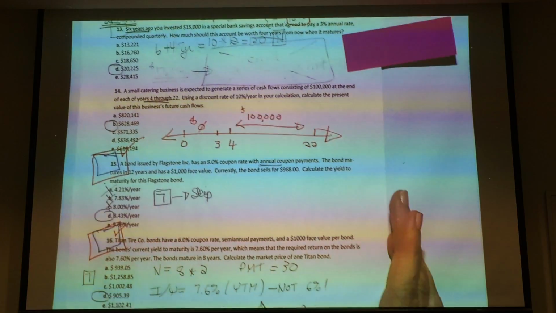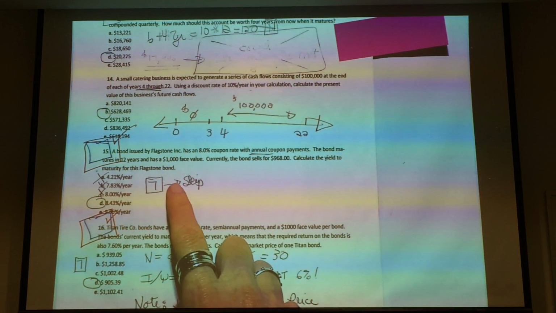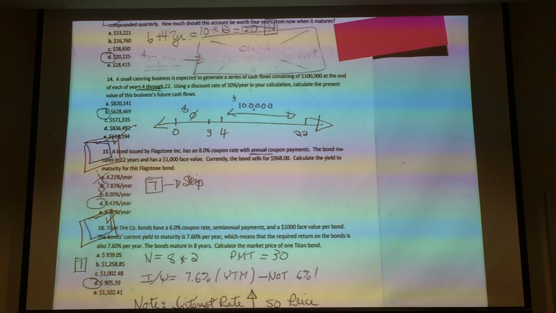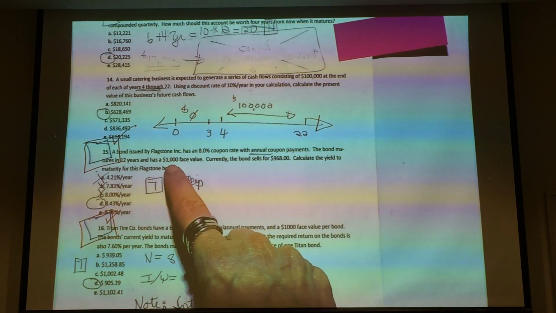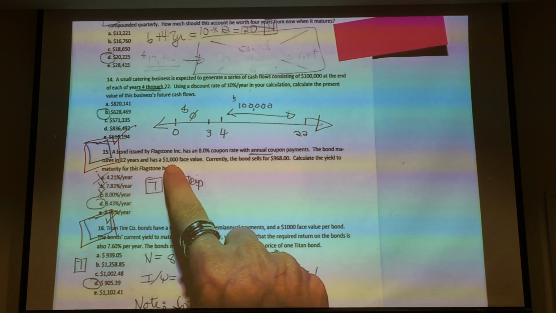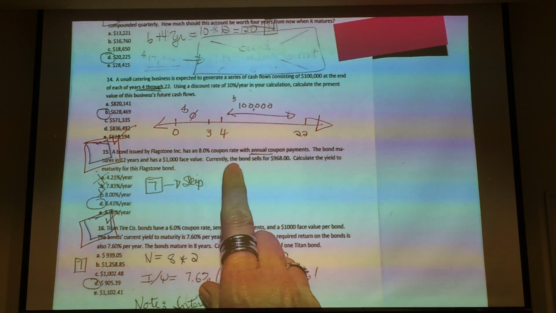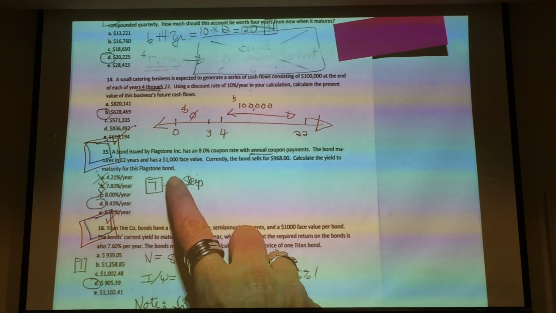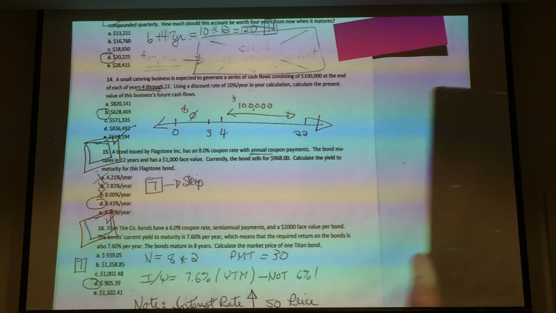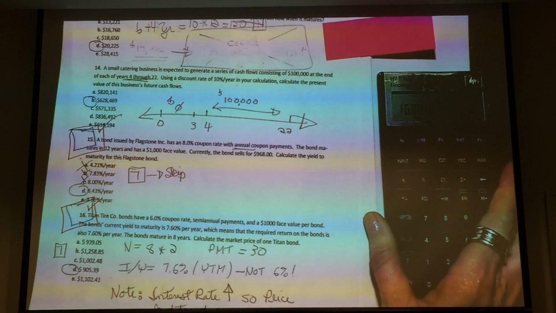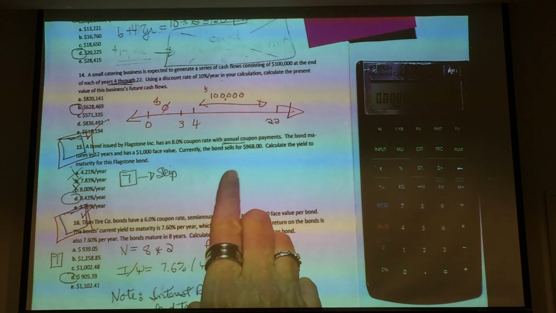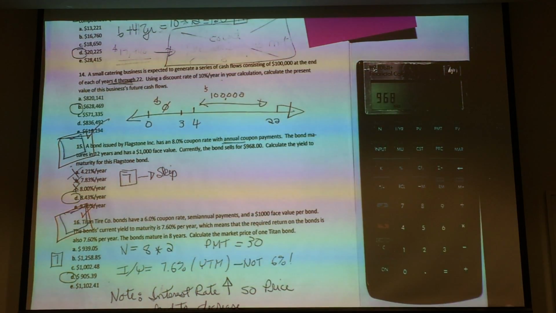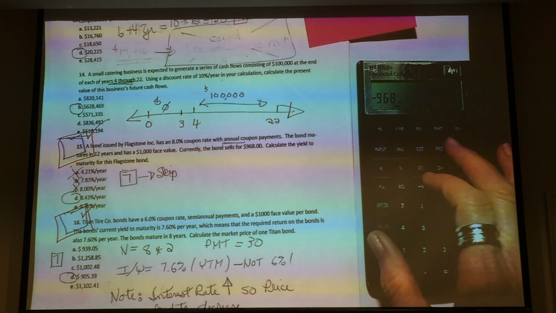Let's do the bonds. 15. A bond issued by Flagstone has an 8% coupon with annual coupons. So this one pays once a year. The bond matures in 12 years and has a face value of $1,000. Currently, the bond sells for $968. Calculate the new yield to maturity. So this one I leave at 1 payment a year, because it told me that. So I'm going to put in $968. That's my current price.